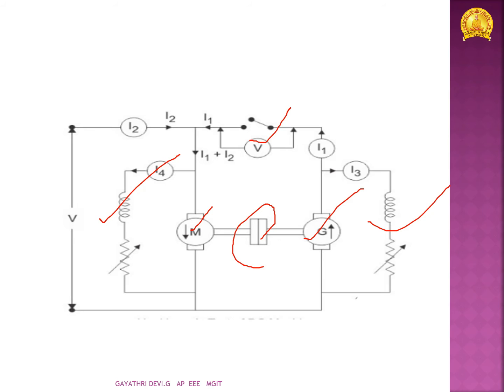Thus both the machines now run in parallel across the supply. That means when the switch is closed, both the motor as well as the generator will run parallelly. And this condition is known as floating of the generator.